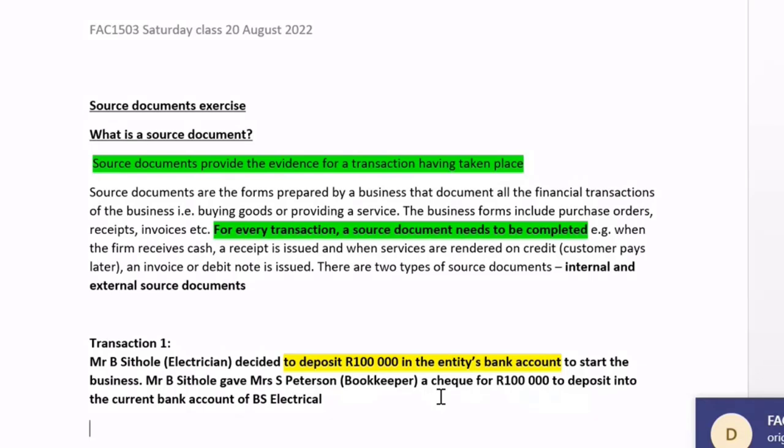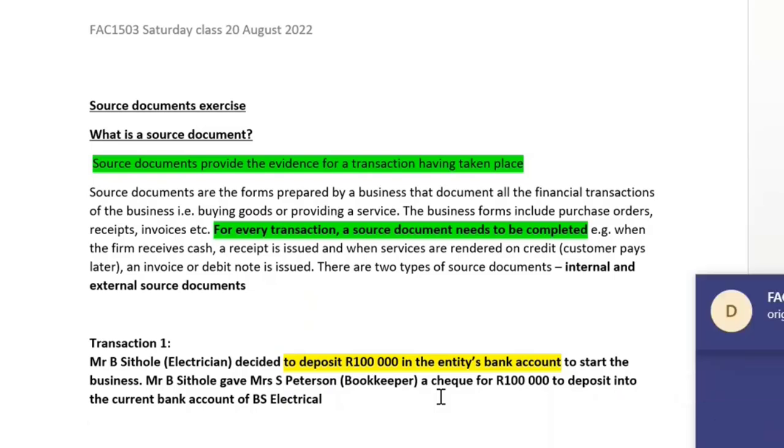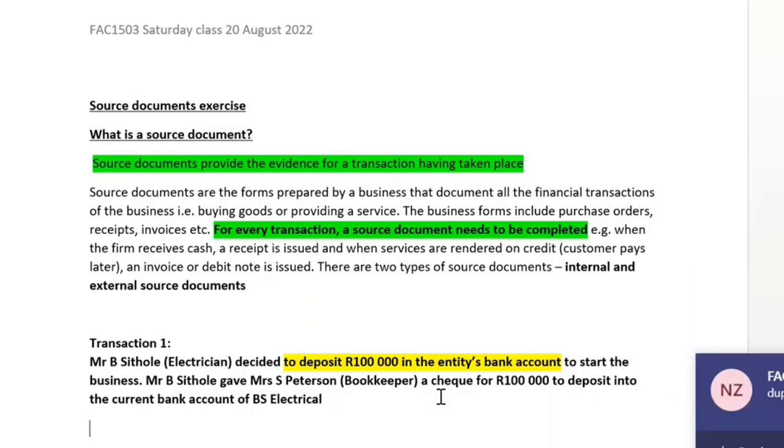Okay, Desiree is saying original deposit bank slip. All right. Okay, anybody else? What are the source documents for this? Nsuku is saying duplicate deposit slip. Thank you, Nsuku, saying duplicate deposit slip.